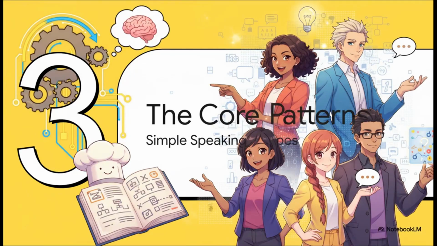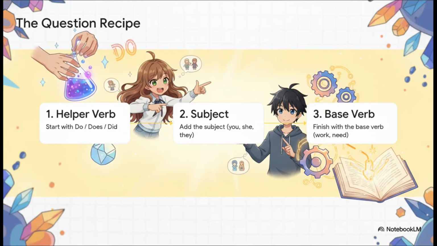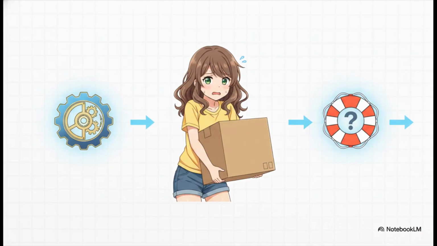Okay, let's get into the how-to. We're going to look at the patterns, but don't think of them as boring grammar rules. Think of them more like simple recipes you can follow to cook up a perfect sentence every single time. Here it is, the recipe for a great question. It's just 3 easy steps. 1, you start with your helper verb, do, does, or did. 2, add your subject, who you're talking about. And 3, you finish with the main verb, but, and this is key, in its simplest, most basic form. That's the whole recipe. Let's see how it works.